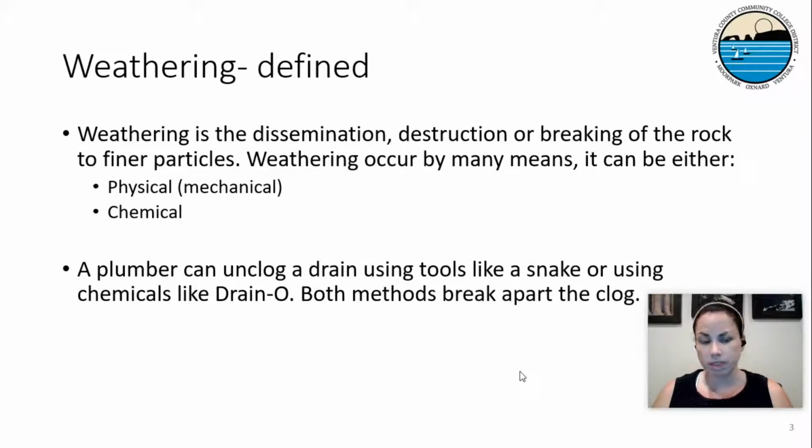So an example of this is that if you have a clogged drain, a plumber can use a tool called a snake, and that's to physically unclog a drain. Or you can use a chemical product like Drano to break apart the clog that's in the drain. So those are both methods that can break apart the clog in the drain. And the first is an example of physical, and the second would be chemical.